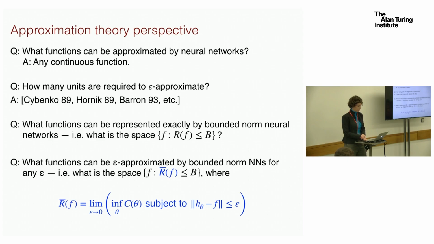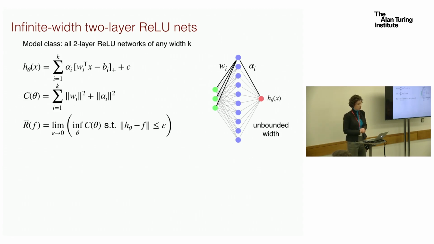We'd like to understand the space of all the functions for which this R bar is lower than some bound. Okay, so to get at this, similar to what Francis described this morning, we're going to focus on two-layer ReLU networks. So we've got a d-dimensional input, then some arbitrary number of middle nodes, and then finally an output. I'm going to switch up the notation a little bit since we only have two layers.